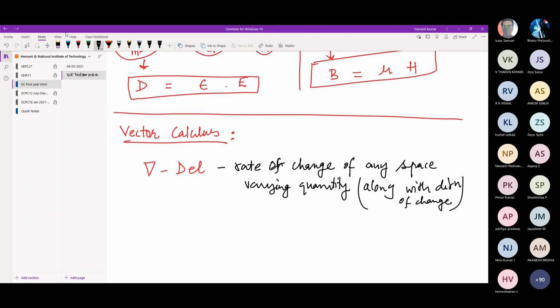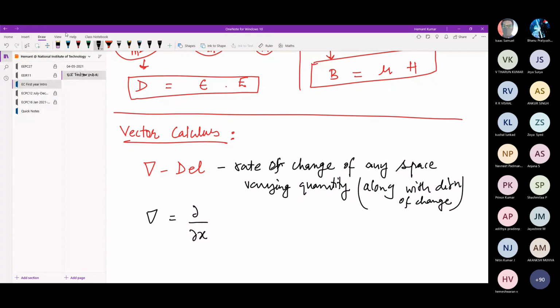Suppose you have a temperature at a particular point, it is fixed. But if you are moving in the X direction, it may be different. In the Y direction, it may be different. In any other direction, the temperature may vary, right? So that depends on which particular direction you are moving. So del is the operator which will give you the rate of change of that particular quantity in a particular direction. Basically, we use a very simple coordinate system, that is rectangular geometry.